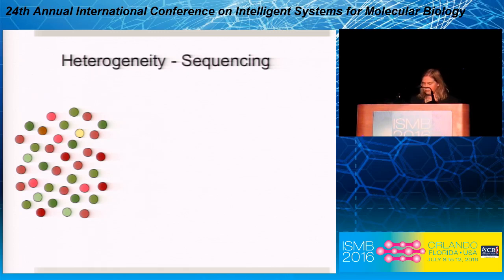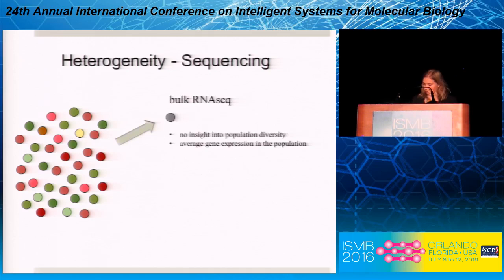With single-cell RNA sequencing, if you have a cell population that's heterogeneous like this, then with bulk RNA sequencing, as I said, you get the mean expression value, the weighted average of the expression of that gene in the different subpopulations of cells in your sample. And so you lose any insight into the cell population diversity because of this averaging.